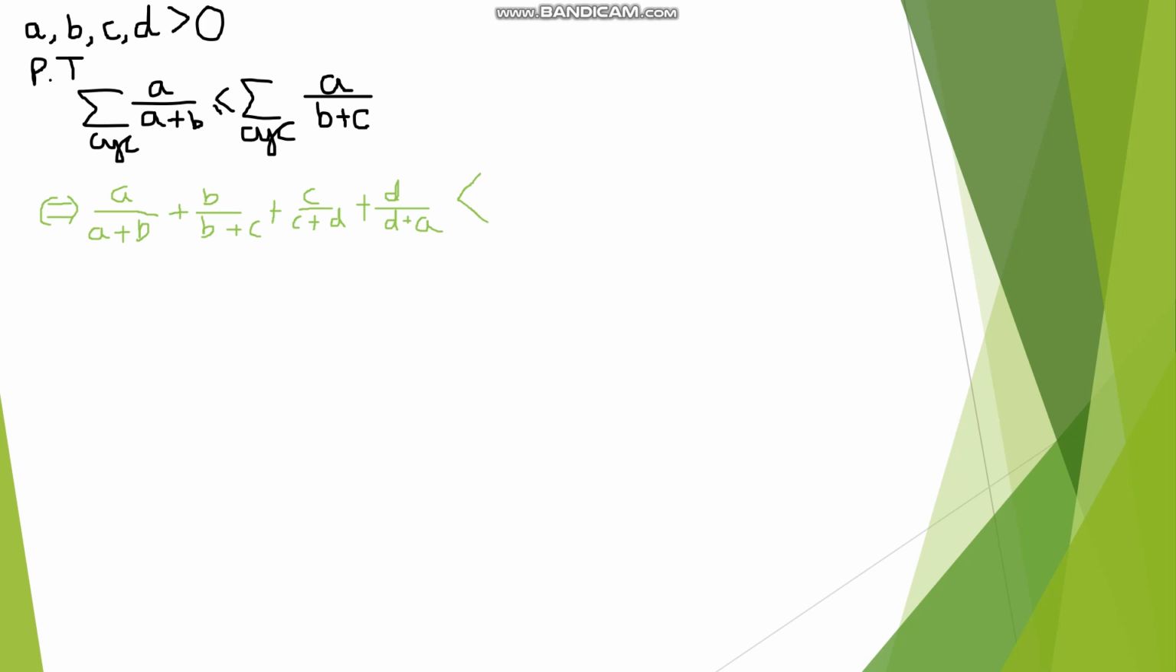Now this will prove to be less than or equal to A by B plus C, then B by C plus D, means it will go on cyclically. We are not going to add every such permutation here. We will just add it cyclically. This is the essence of this sigma cyclic. D by A plus B.